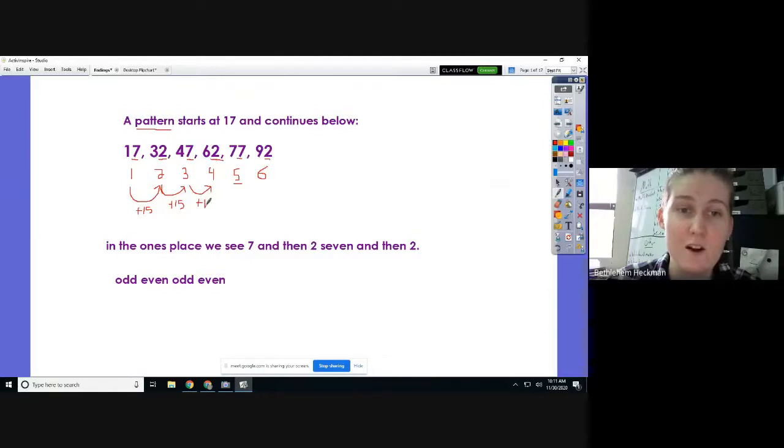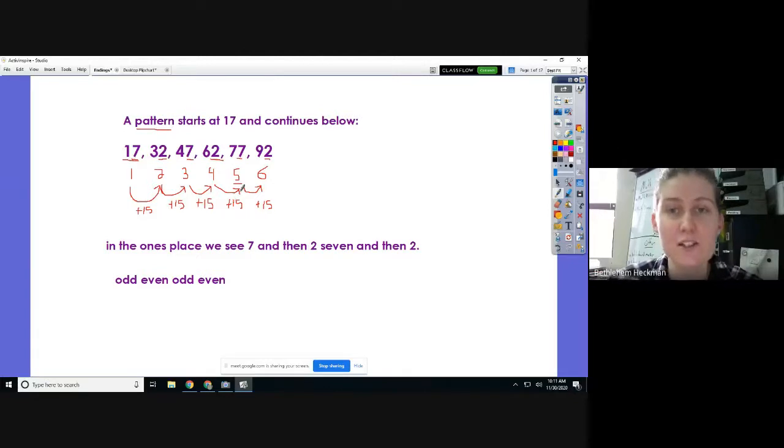I think I know what their rule is. They're starting at 17, and I'm betting that they're going to keep adding 15. Let's check it again. 62 plus 15 is going to be 77. So we just found the rule for the number. I feel very confident that it is plus 15 each time. So each time this number is being added onto by 15.